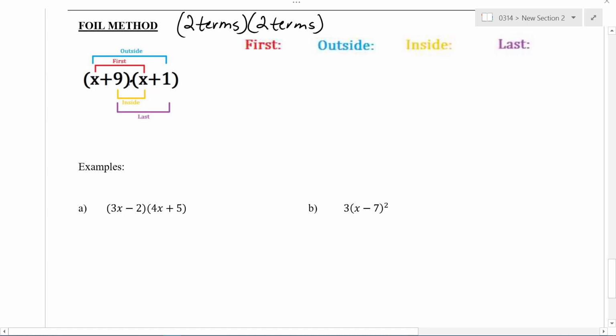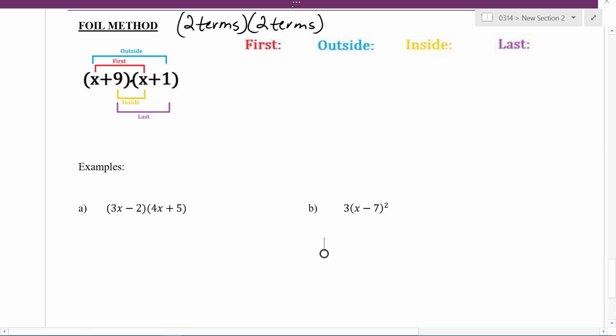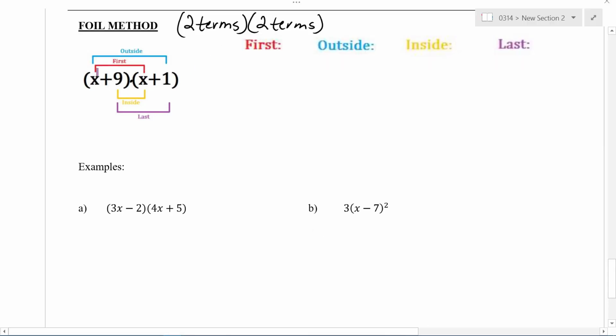So how do we multiply two terms times two terms and they're both in parentheses? Well, we call this the FOIL method. We're going to multiply the first two terms in each group together. So we call this the first. First times the first, that's the F part of the FOIL. What's x times x? When I multiply those first two terms together, what do I get? X times x, we simplify that as x squared.